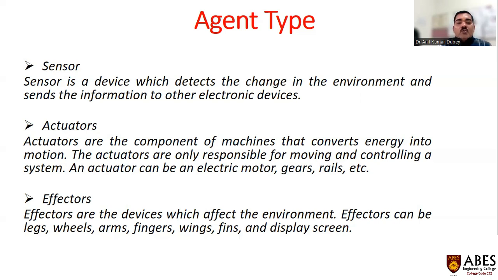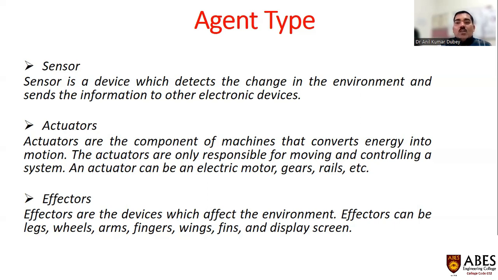The second part is the actuator. Actuators are components of machines that convert energy into motion. The basic role of an actuator is converting energy into motion. Actuators are only responsible for moving and controlling a system. Actuators can be electric motors, gears, rails, etc.